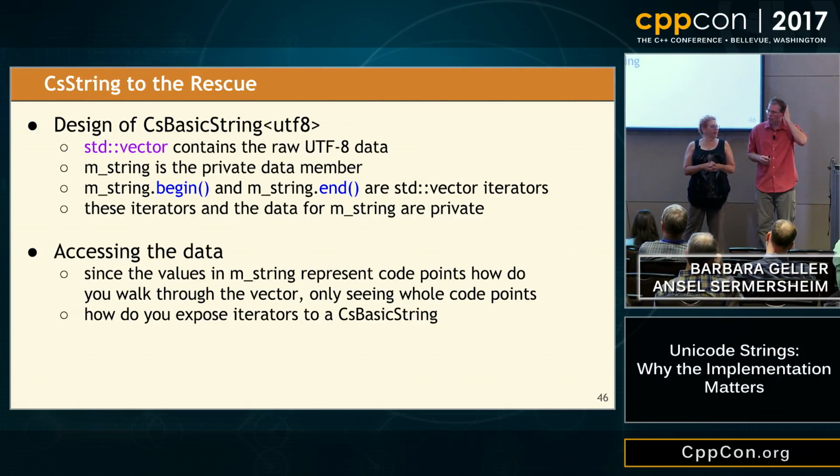So inside a CsBasicString, we have a vector that contains the raw data. In this case, we'll be looking at UTF-8, so it contains a UTF-8 encoded string. We have a private data member called mstring that is this vector, and the beginning and the end of this are vector iterators. Well, we don't want to expose the vector because we don't want to expose the raw underlying stream of bytes. These are private, so we want to give you a way to access the data without having to deal with the complexities of encoding. So how do we do this?